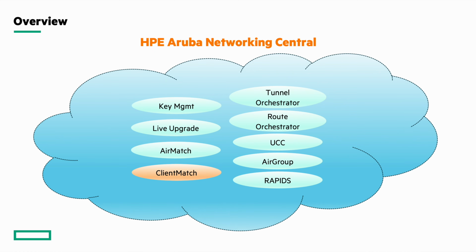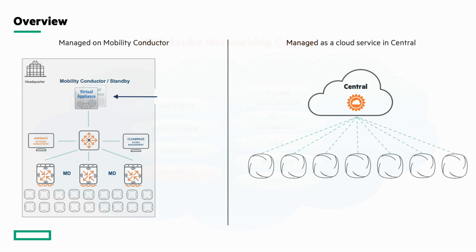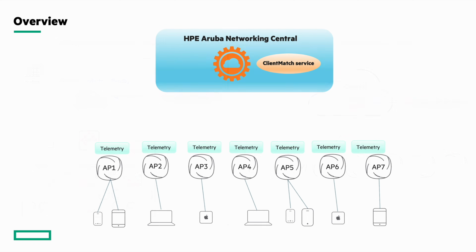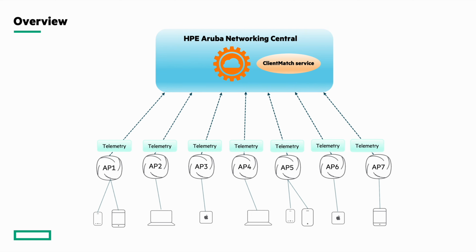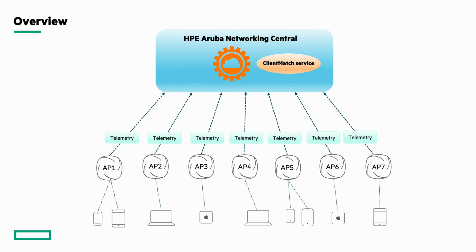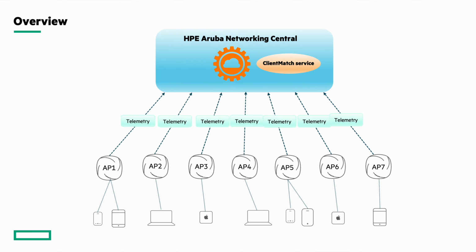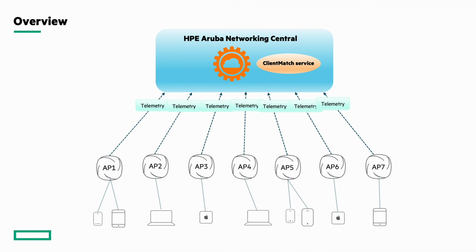For access points running AOS 10 and managed by HP Aruba Networking Central, ClientMatch is one of the cloud services in Central. The main difference between AOS 8 and AOS 10 regarding ClientMatch is that the orchestration of this feature is now handled by Central in the cloud instead of on a mobility conductor. ClientMatch continuously gathers RF performance metrics from mobile devices and uses this information to intelligently improve the client's experience. ClientMatch dynamically optimizes Wi-Fi client performance even while users roam and RF conditions change.